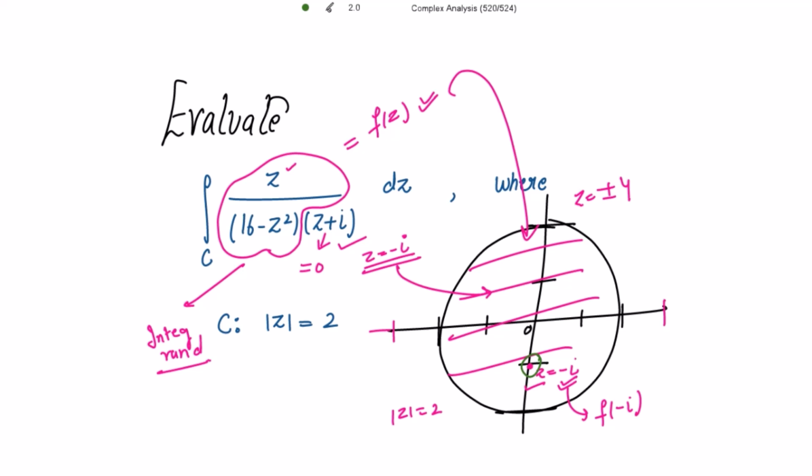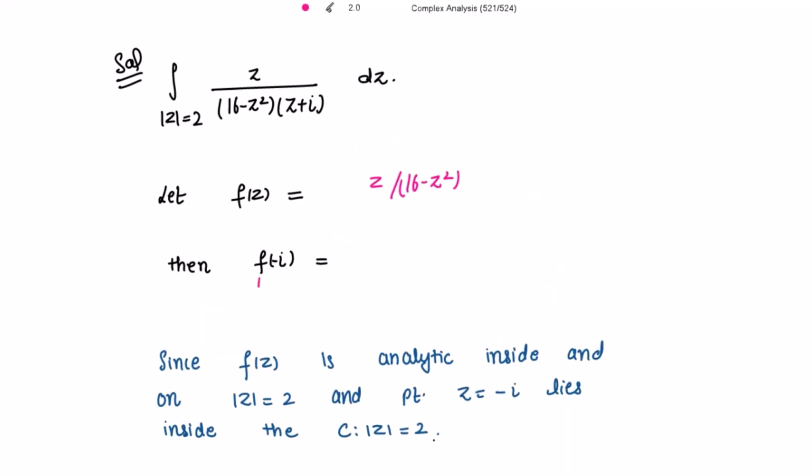Okay, let's start with the solution. And what is the value of f at z = -i? Just put here z = -i. What do you get? -i divided by 16 minus i square. So minus i square, that is i square, and i square is negative 1. So this becomes 16 plus 1, that is 17. So we have got this value to be -i divided by 17.